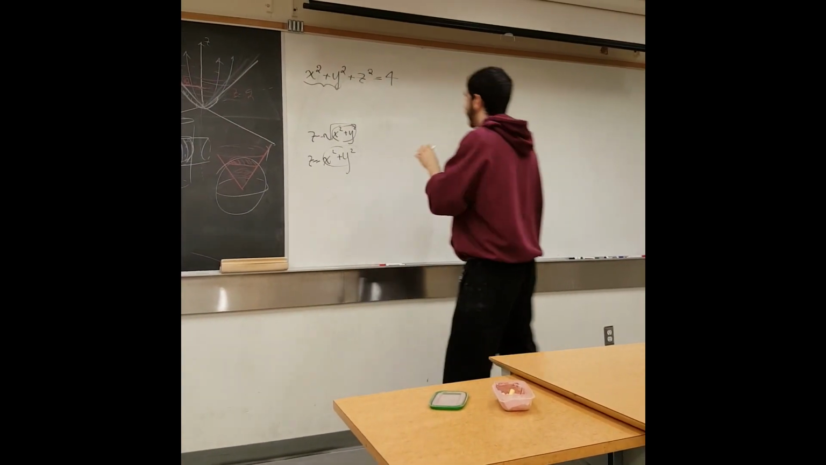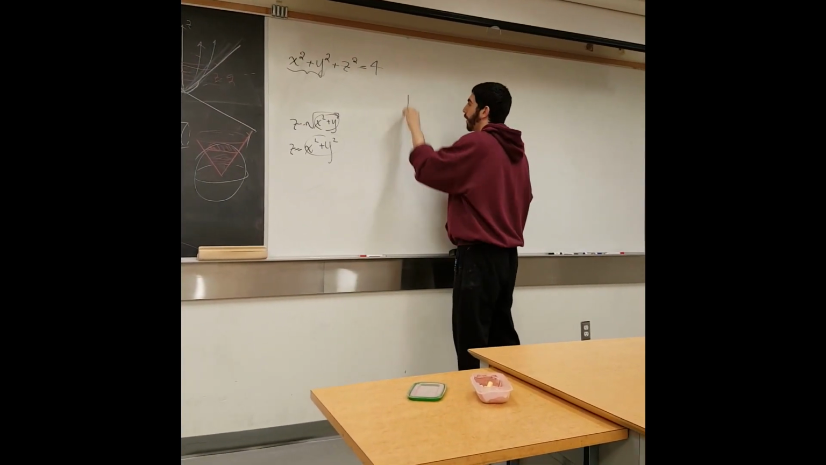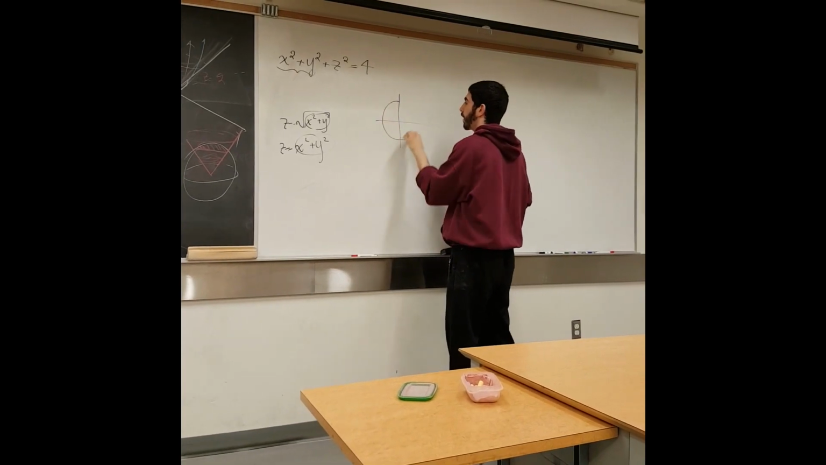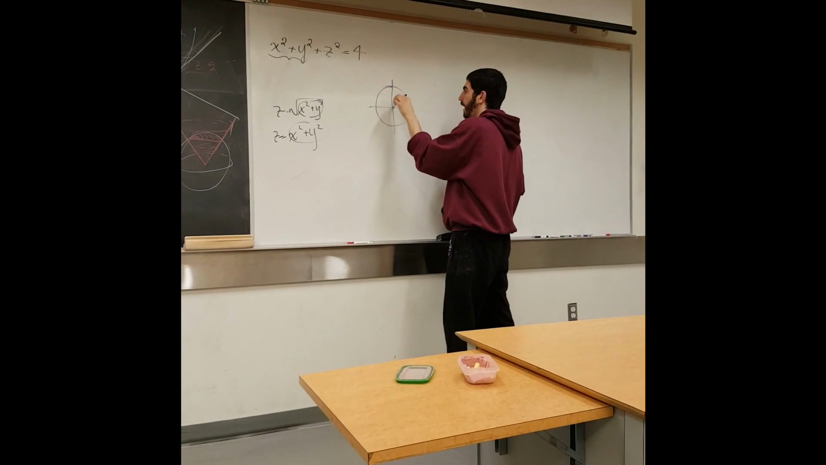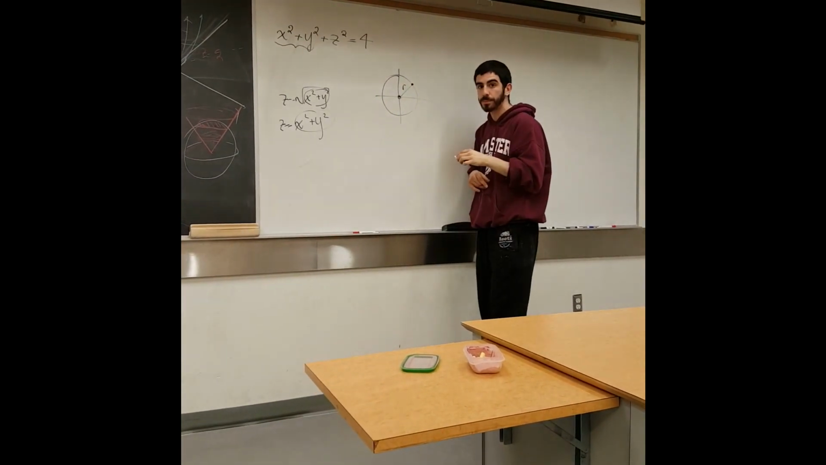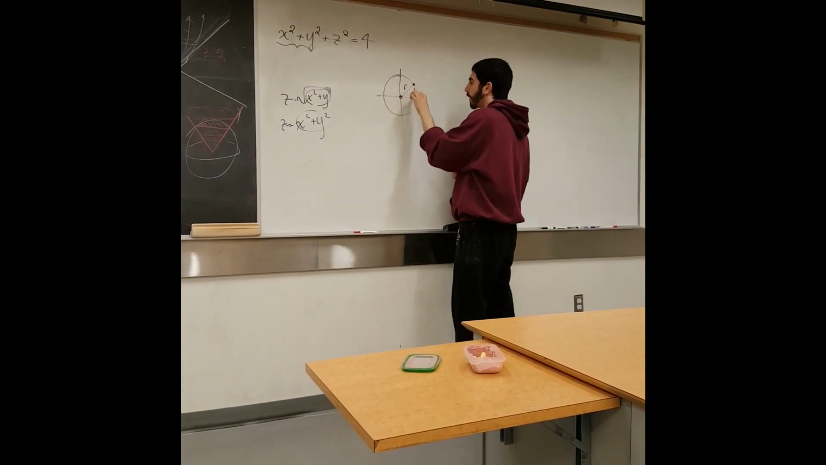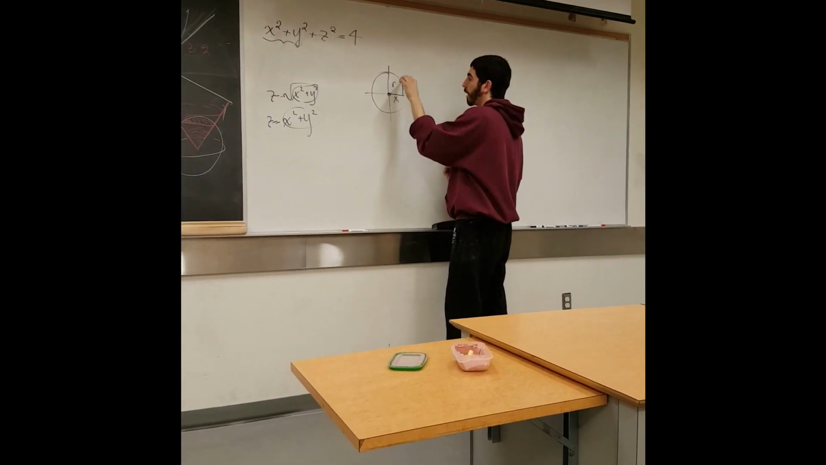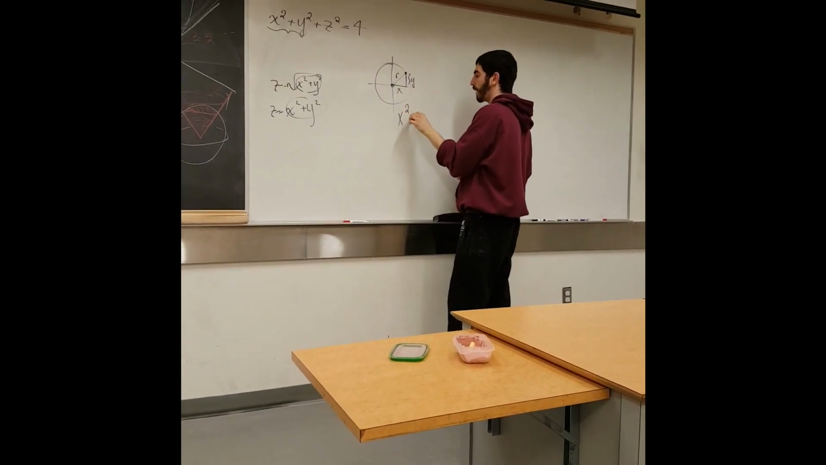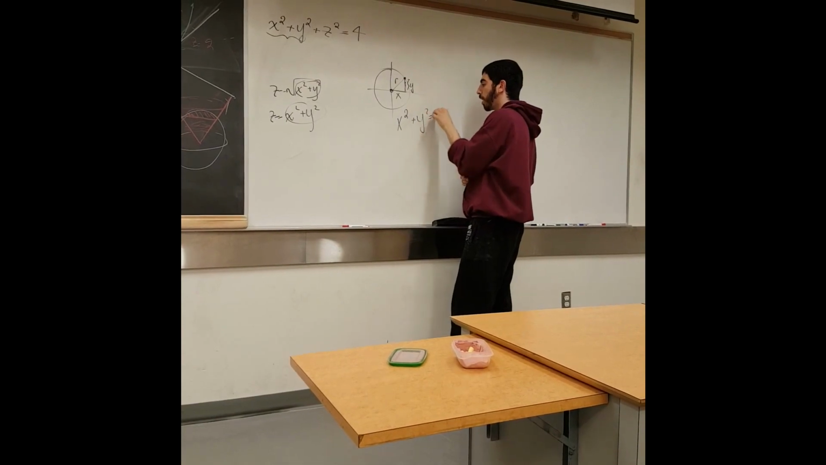Let's just have a quick review about what a circle in 2D is. What is a circle in 2D? A circle is all the points some radius away from a middle. What is satisfied by this? If we have some x and some y, then by the Pythagorean theorem, we always have x squared plus y squared is equal to r squared.